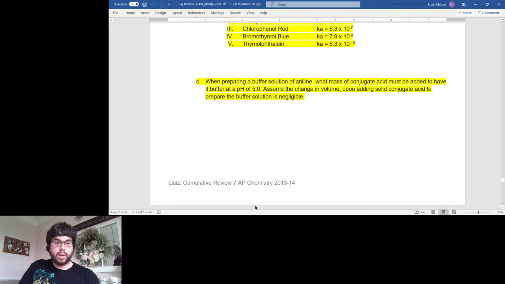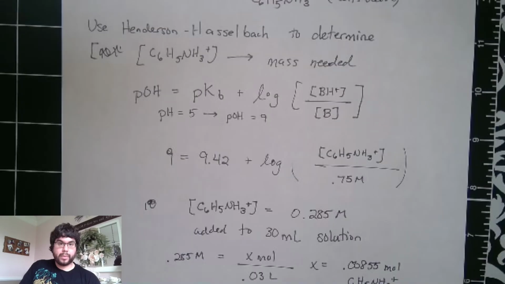Zoom down a little bit. It says, when preparing a buffer solution of aniline, what mass of conjugate acid must be added to have it buffer at a pH of 5.0? Assume the change in volume upon adding solid conjugate acid to prepare the buffer is negligible. Okay, let me switch over to my document camera.